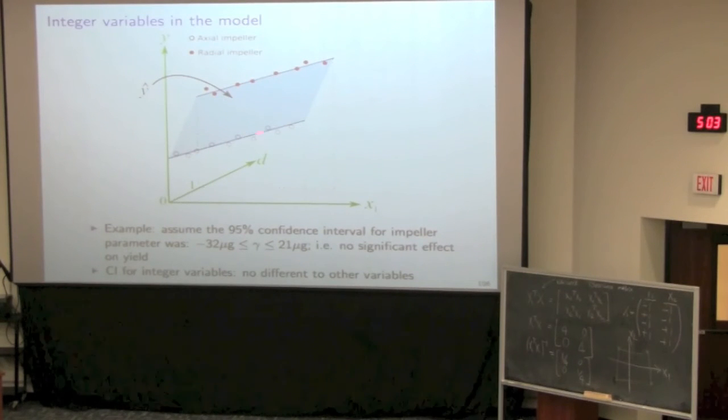And the slope of the plane over here represents the effect of temperature. This slope over there represents the impeller effect, because that's the slope going back into the page on the axis. So this represents the effect of change in the impeller from one type to another type. Everyone clear on that? This is an important topic to understand.